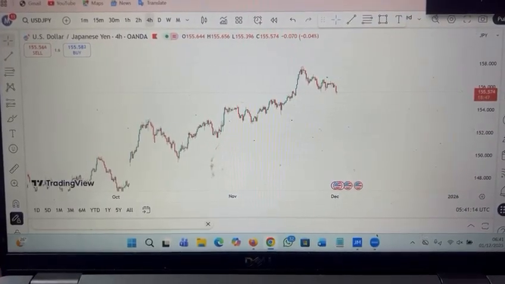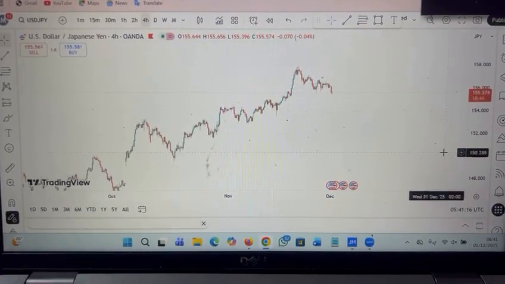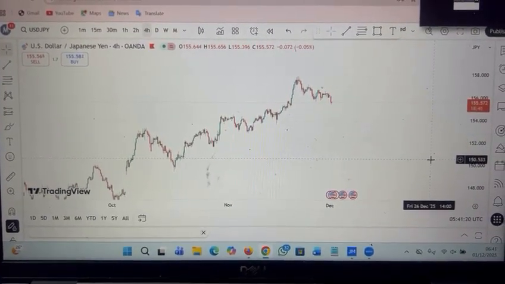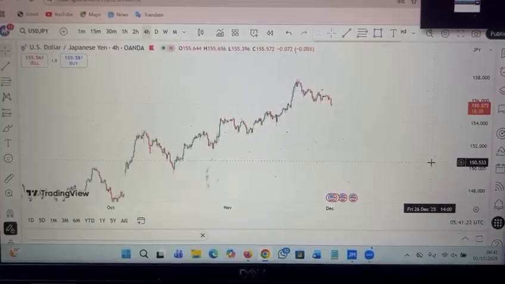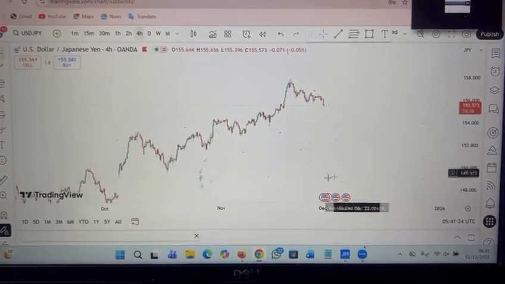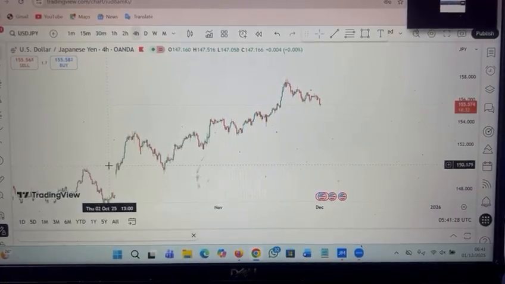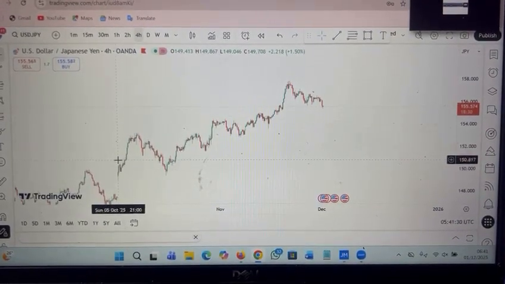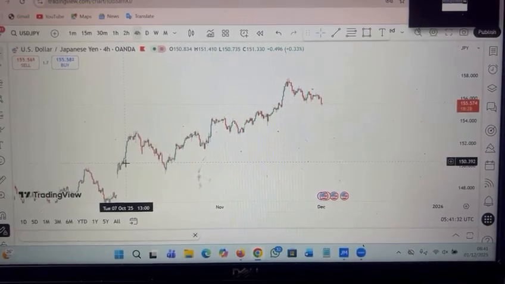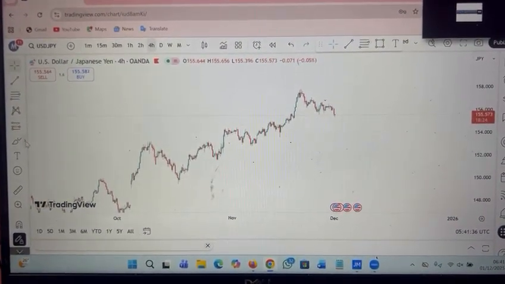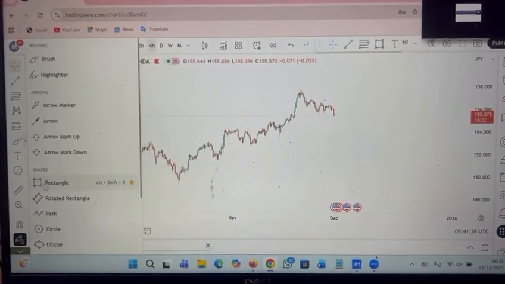Today, I would like to share something with you. I see on USDJPY, so this is a 4-hour chart on USDJPY, as you can see. So now, I would like us to plot some key levels, and then let me state what I see.